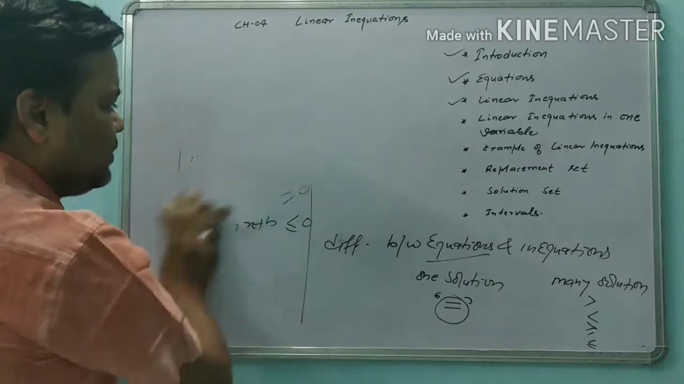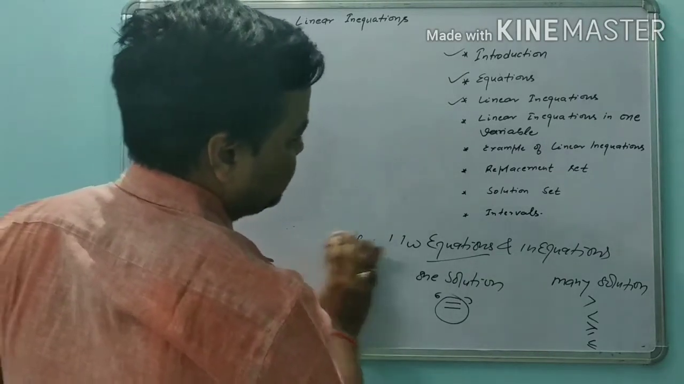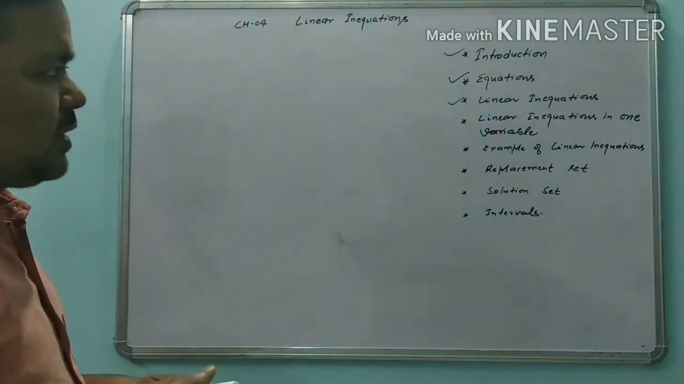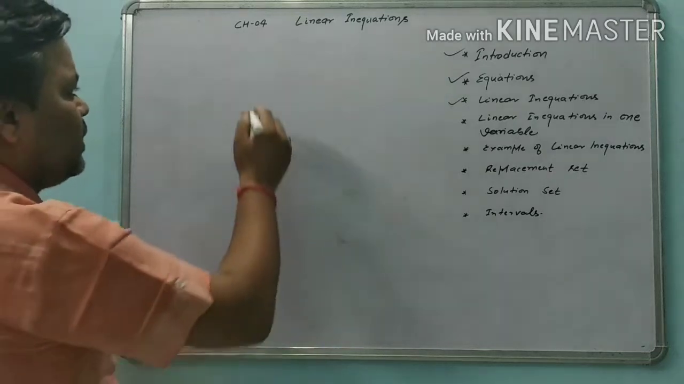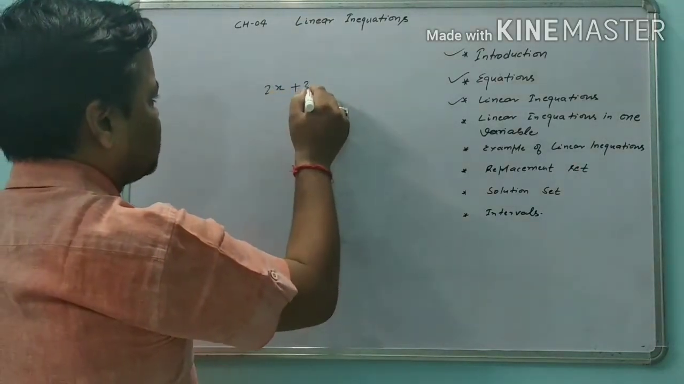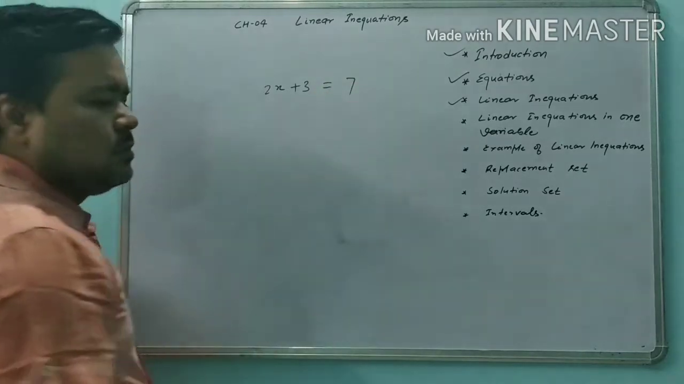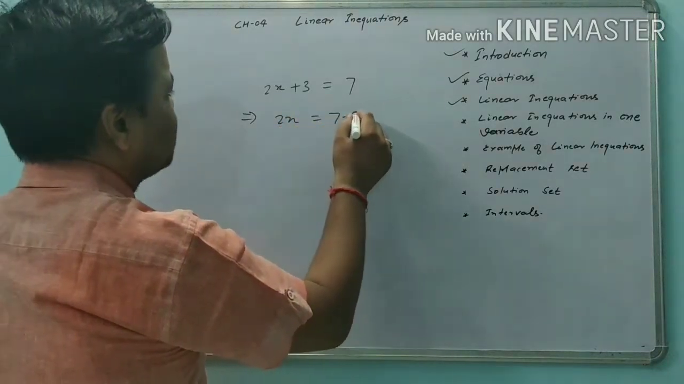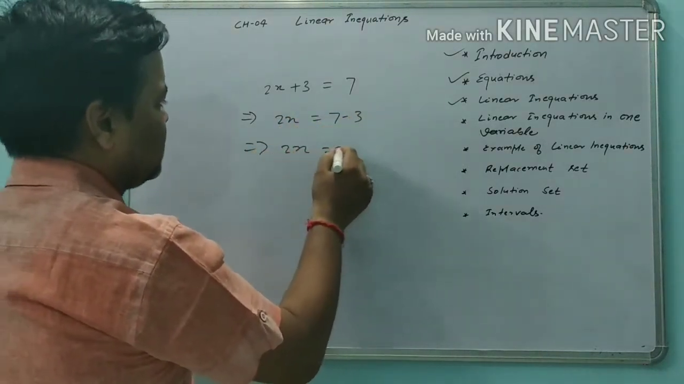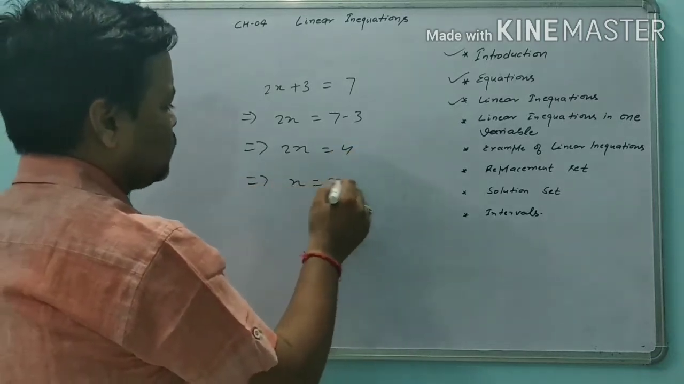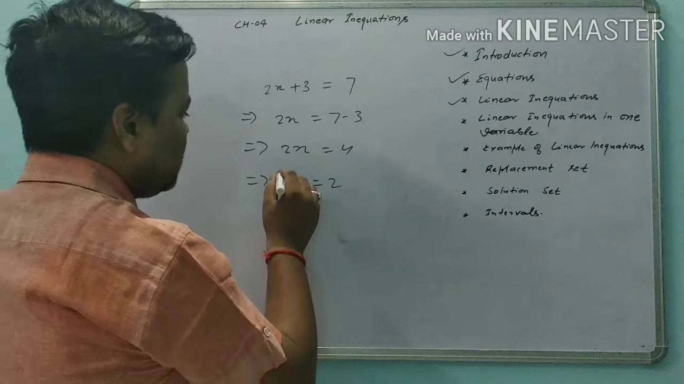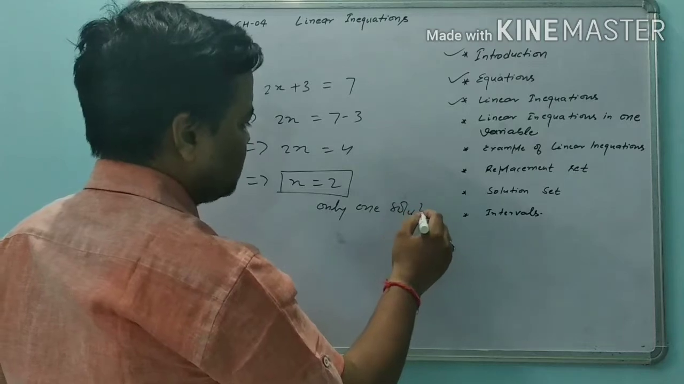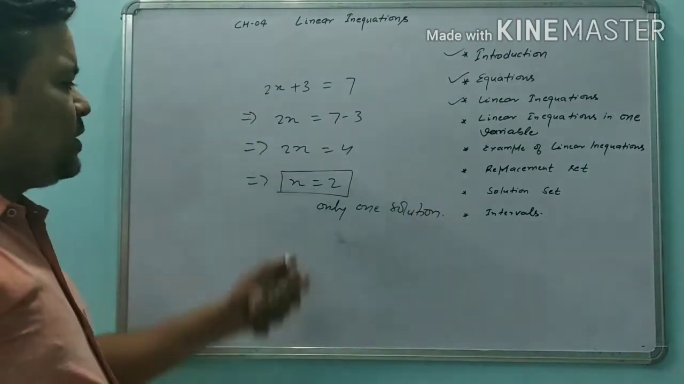Okay, it means these are the solution. Again, let's take one example as an equation and as an inequation, and see what happens. Here we write 2x plus 3 is equal to 7. Then 2x is equal to 7 minus 3, then 2x is equal to 4, and this implies that x is equal to 2. It means the linear equation has only one solution, that is x is equal to 2.